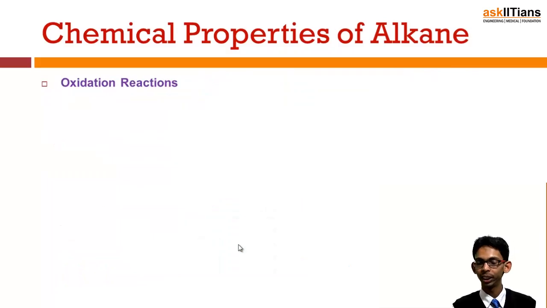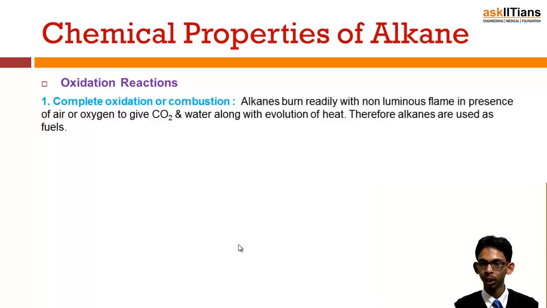Now next are oxidation reactions. As we know, the main function of hydrocarbons is to produce energy, and energy is related to combustion. And combustions are oxidation reactions. So there are two types of oxidation reaction actually. The first is complete oxidation, which is also known as combustion. So alkanes burn readily with a non-luminous flame in the presence of air or oxygen to give CO2, water along with heat. Therefore alkanes are used as fuels.